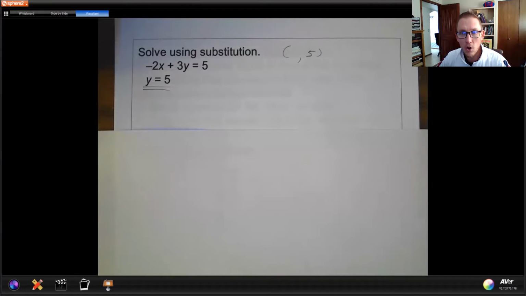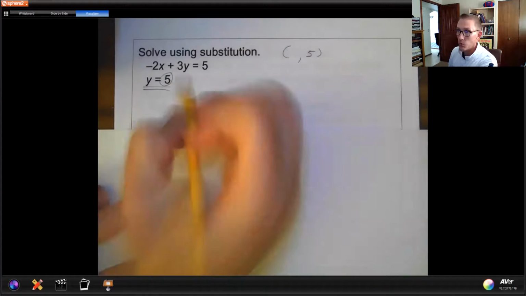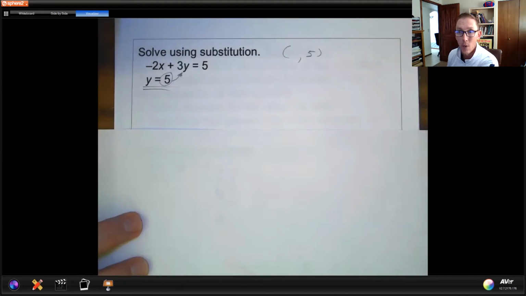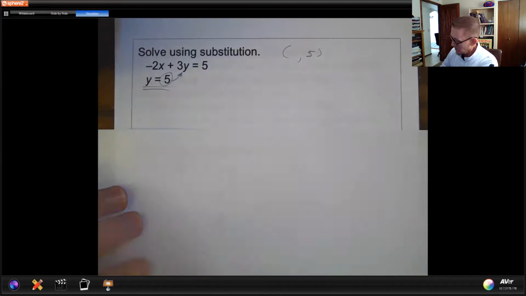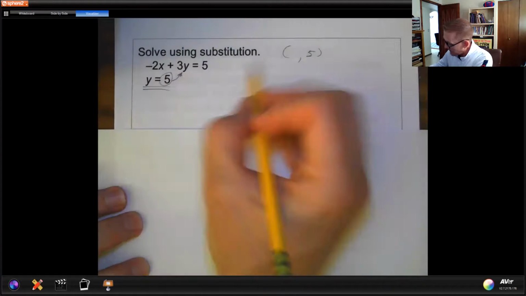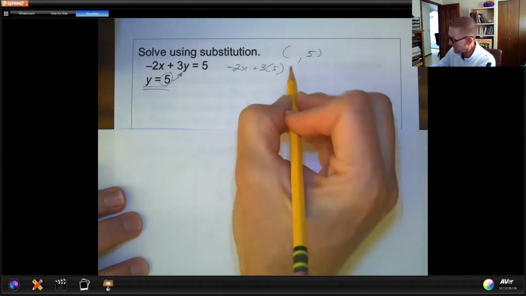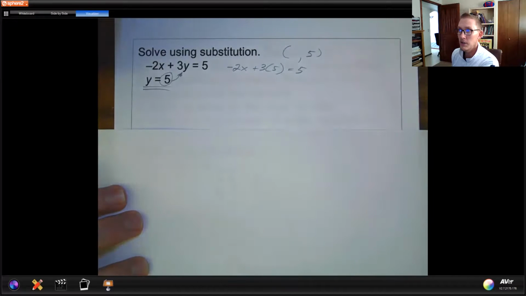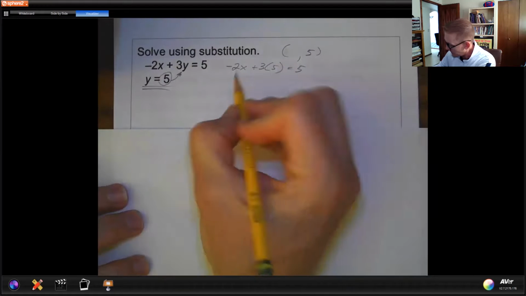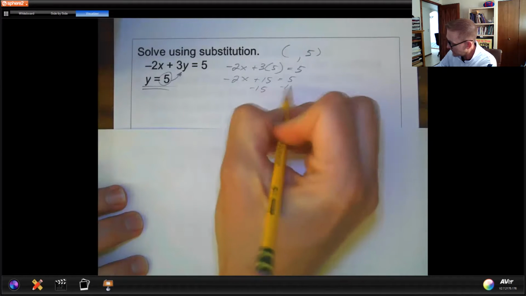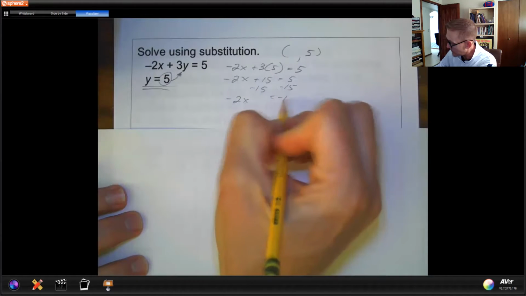Now, if I want to go ahead and solve the system using substitution, I know that y equals 5. So I am going to substitute that into the other equation where I see the letter y. So negative 2x plus 3y equals 5 is going to become negative 2x plus 3 times 5 equals 5. I substitute the value of y into the other equation, and now I'll solve. So negative 2x plus 15 equals 5. Subtract the 15, and negative 2x equals negative 10.